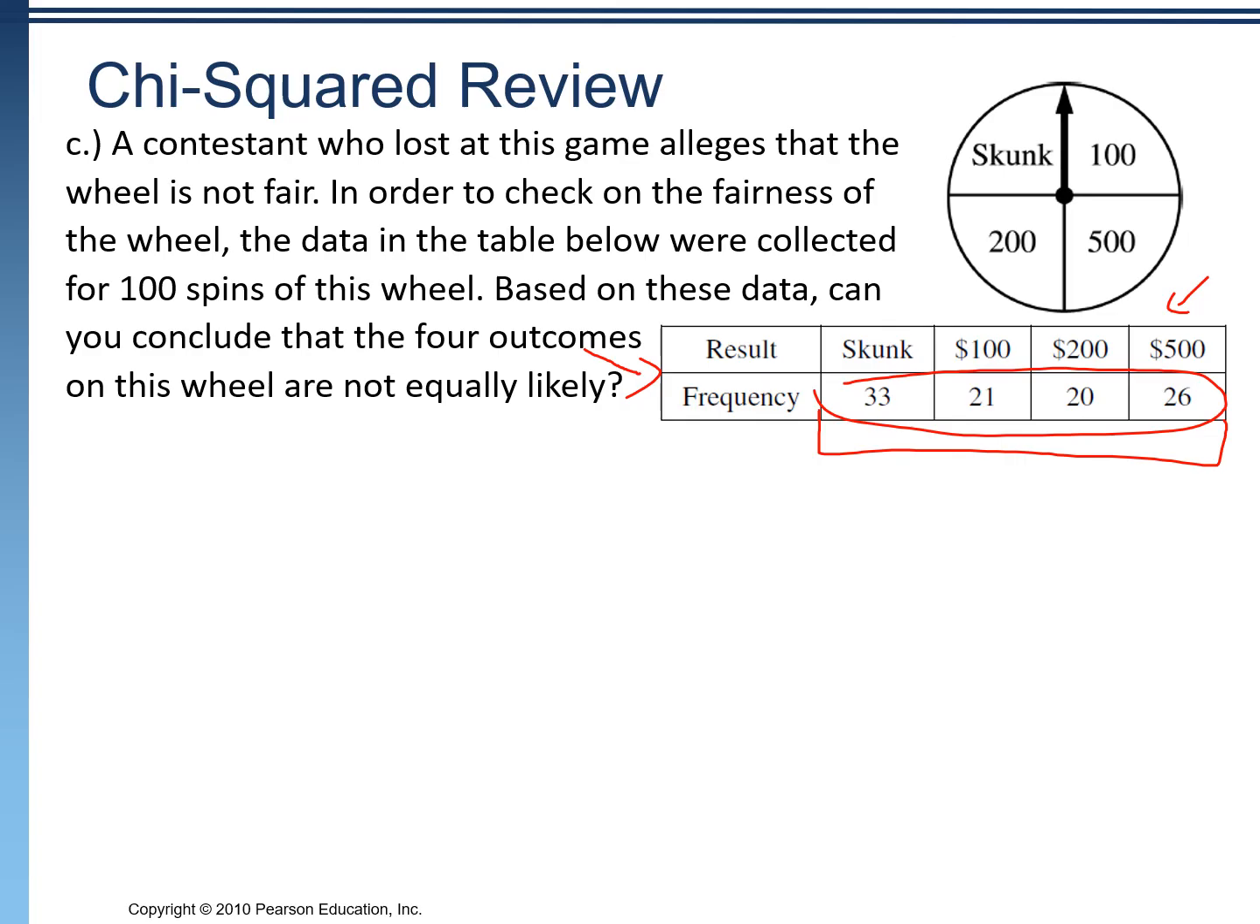Once we have rows and columns, that's when it's going to be either a chi-square test of independence or homogeneity. When it's a single row or a single column table like this one, this will be a chi-square goodness of fit test. So we're going to run that full test, and again, we're going to skip the parameter.